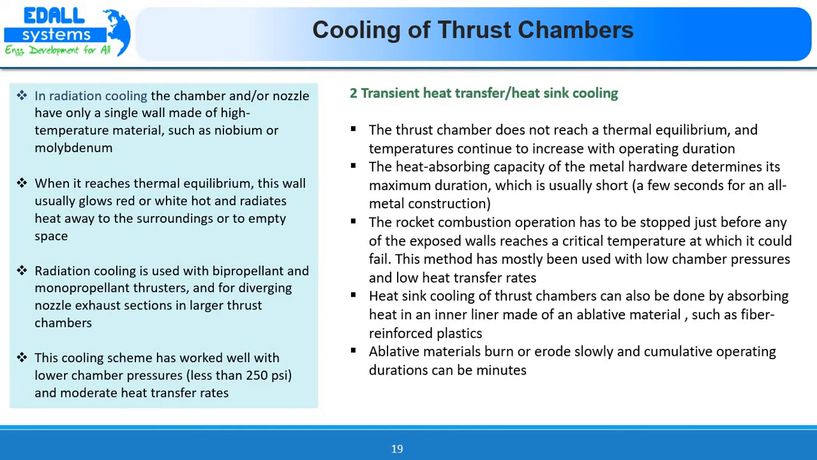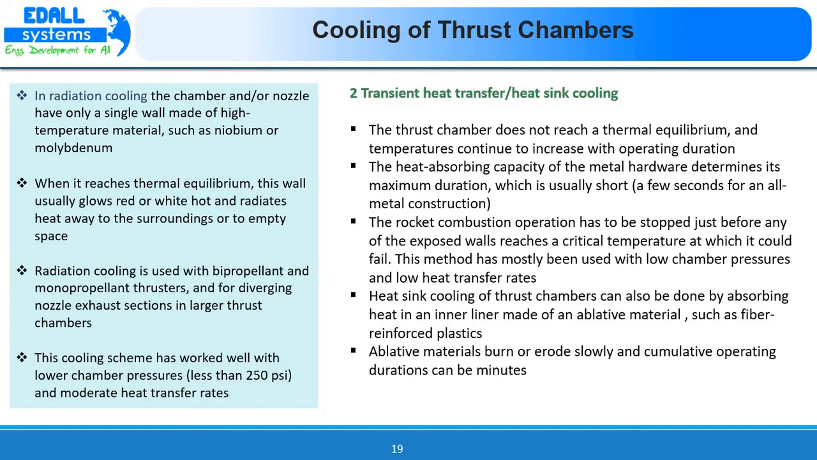That's when it becomes transient heat transfer, which is also called heat sink cooling. So the thrust chamber does not reach a thermal equilibrium and temperatures continue to increase with operating duration. The heat absorbing capacity of the metal hardware determines its maximum duration, which is usually short, a few seconds for an all-metal construction. So the rocket combustion operation has to be stopped just before any of the exposed wall reaches a critical temperature at which it could fail. This method has mostly been used with low chamber pressures and low heat transfer rates.